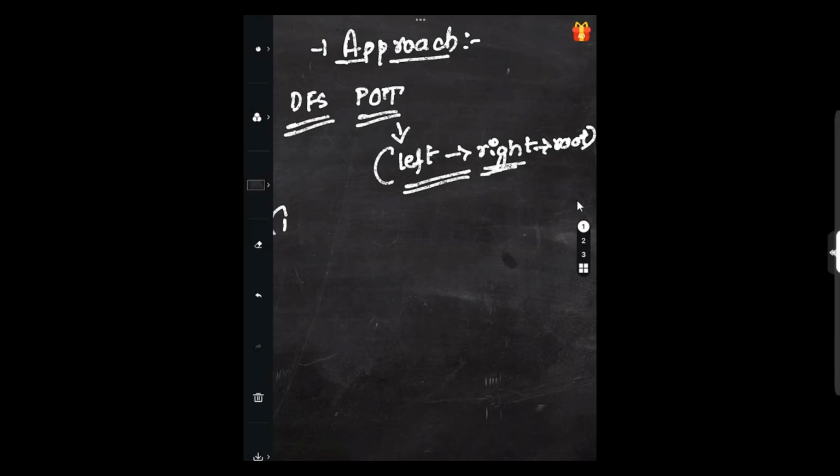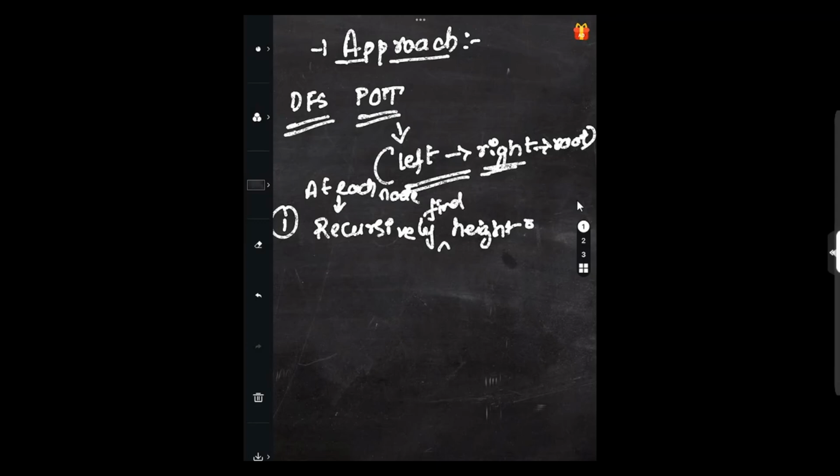So at each node, the first step is that we will recursively find the height of the left subtree. And the second thing is we will recursively find the height of the right subtree as well. Left subtree and right subtree. So this is the first step.